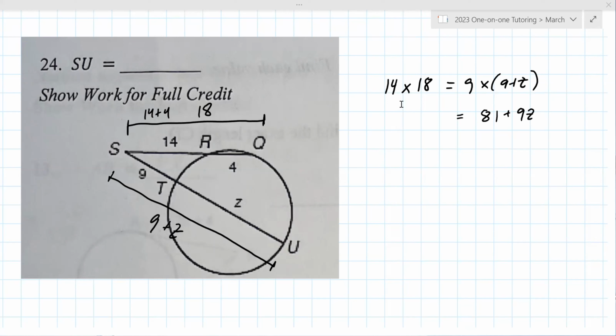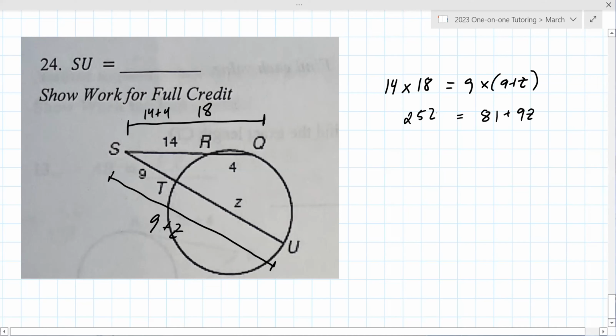14 times 18 is 252, minus 81. This one doesn't work out nicely. I got 19. Oh, it does?